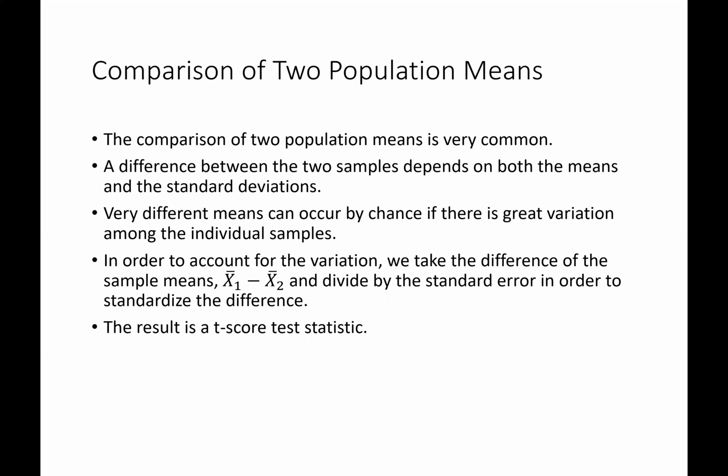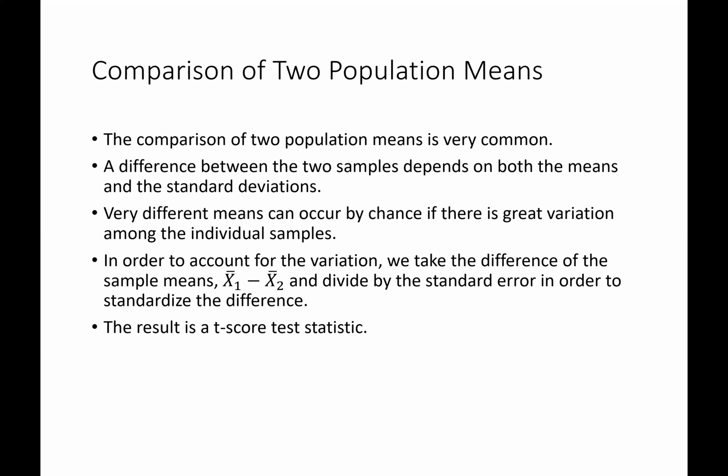So we're going to compare two population means. The comparison of two population means is very common. A difference between two samples depends on both the means and the standard deviations. Very different means can occur by chance if there's a great variation among the individual samples. In order to account for the variation, we take the difference in the sample means, x sub 1 bar minus x sub 2 bar, and divide by the standard error in order to standardize the difference.